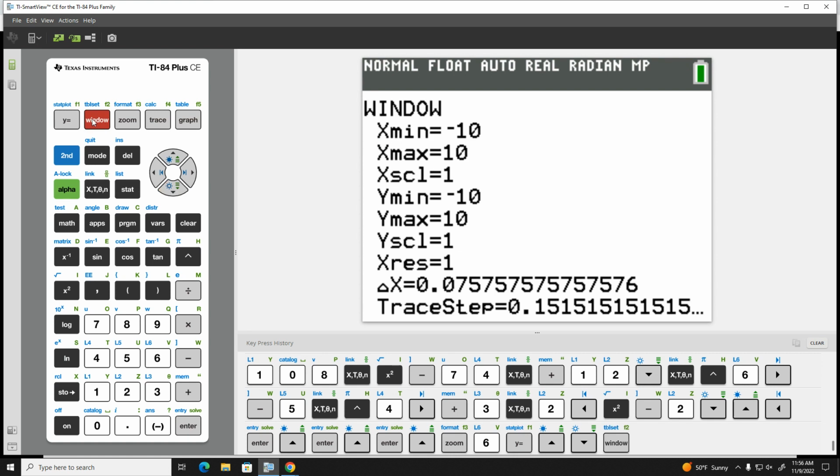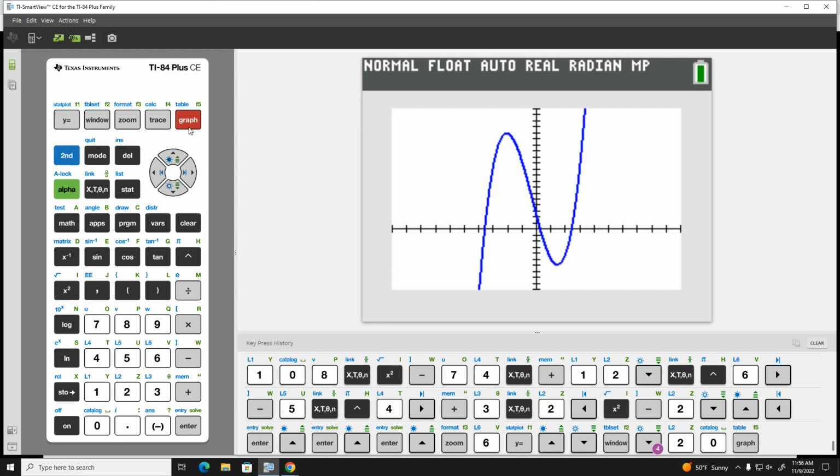For my window for this, I would like my window to go in the x direction from -10 to +10. And then I did work at this ahead of time. So in the y direction, I would like it to go from -10 to 20. And so from there, I am ready to look at my graph. And so this is the graph of this cubic function. And I'm going to sketch this graph back on my PowerPoint.